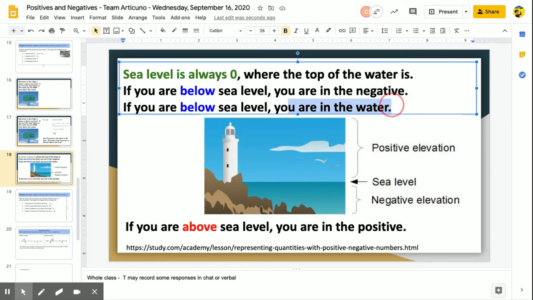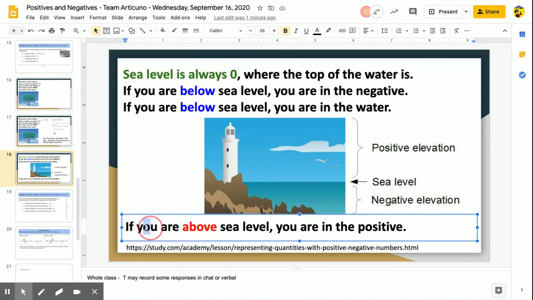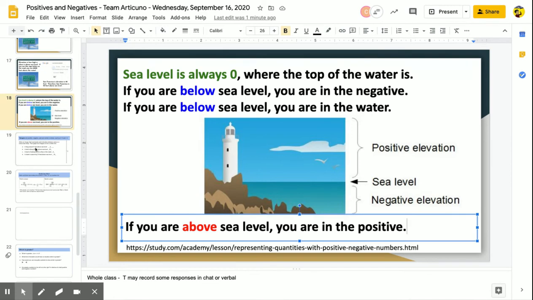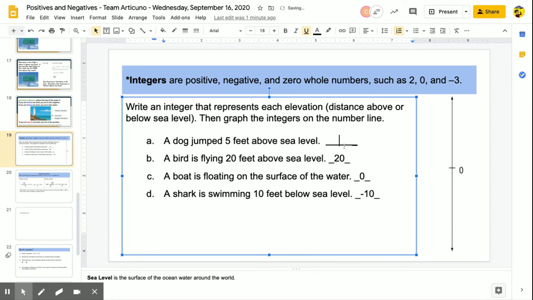If you look at this picture, it's a great picture. Positive elevation is in the air or on land. Sea level is at zero. Negative elevation is in the water. So if you are above sea level, you're in the positive. Then we practiced an activity based on sea level and elevation.